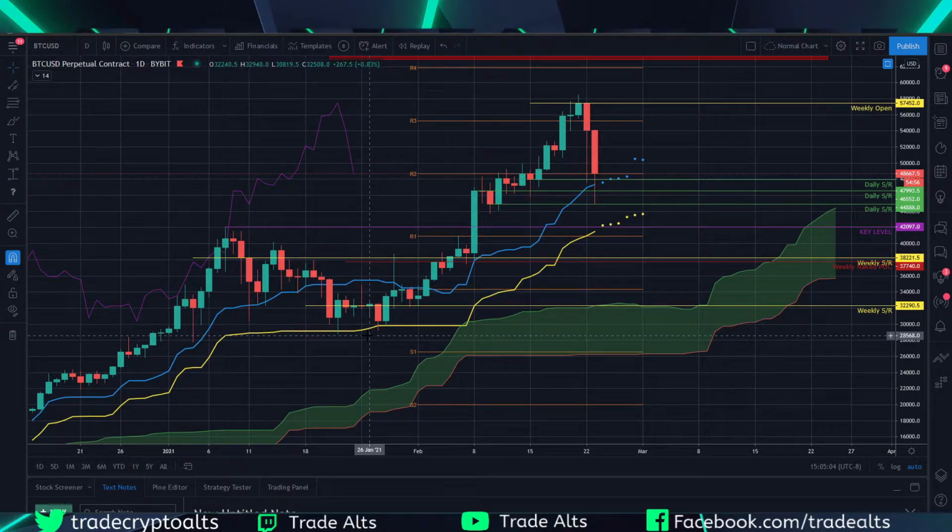But as far as the EMAs go, I like them for confluence. That's about it. I just like to throw them on and see what lines up, if there are any major EMAs that line up with certain levels that I'm looking at. If there is, awesome. If there isn't, not a big deal. So I don't trade solely off of them or anything.